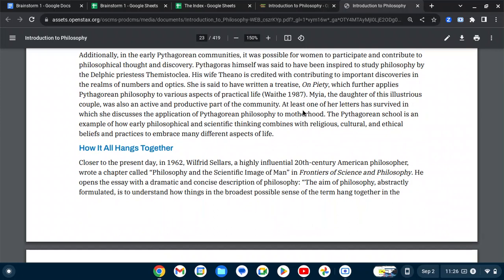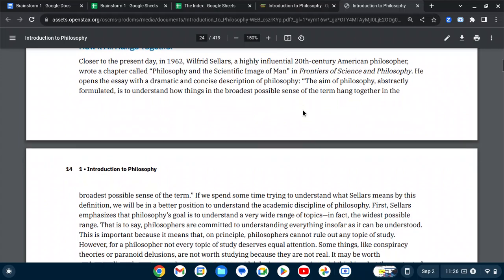She is said to have written a treatise on piety, which further applies Pythagorean philosophy to various aspects of practical life. Maya, the daughter of this illustrious couple, was also an active and productive part of the community. At least one of her letters has survived, in which she discusses the application of Pythagorean philosophy to motherhood. The Pythagorean school is an example of how philosophical and scientific thinking combines religious, cultural, and ethical beliefs and practices to embrace many different aspects of life. How it all hangs together.